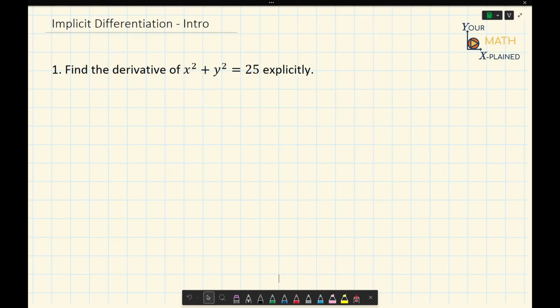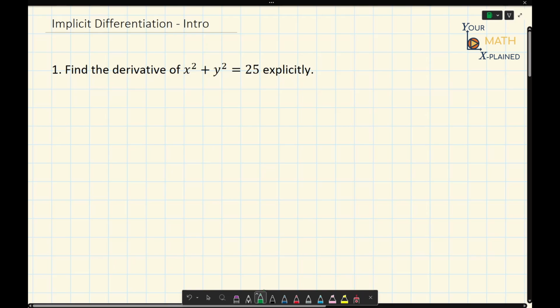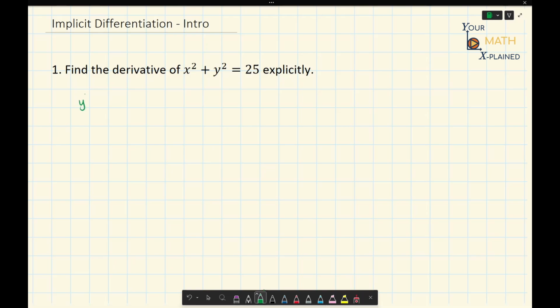We're going to introduce implicit differentiation by looking at this equation of a circle here. So first, we're going to find the derivative explicitly. And this is what we've always done. So we start by isolating y. Moving the x squared over to the right-hand side is going to give us y squared is equal to 25 minus x squared. And then we're going to take the square root of both sides. So we end up with y is equal to positive or negative square root of 25 minus x squared.